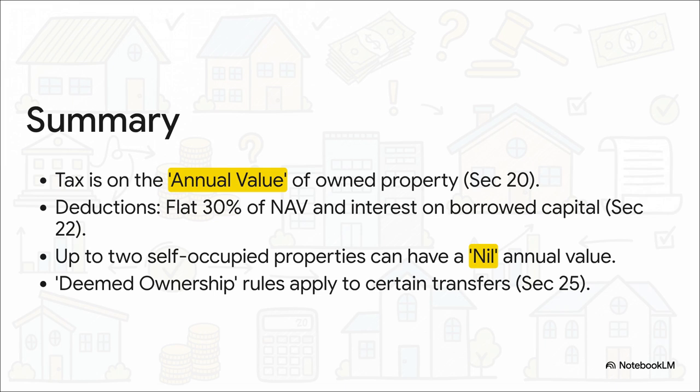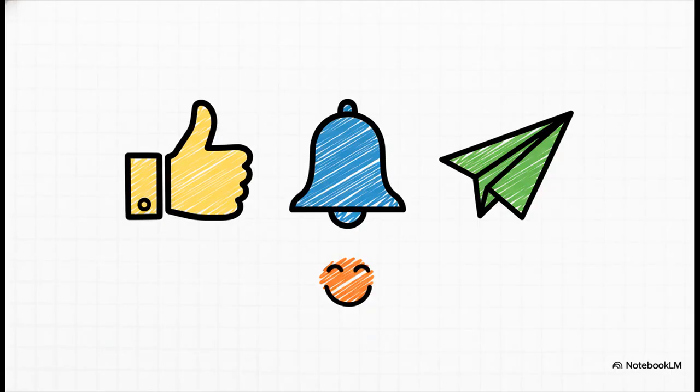And finally, always keep the deemed ownership rules in the back of your mind because they can create tax liabilities out of nowhere. And that's our complete tour of income from house property under the new Income Tax Act 2025. I really hope this has cleared things up and, of course, answered our question about that vacant second house.